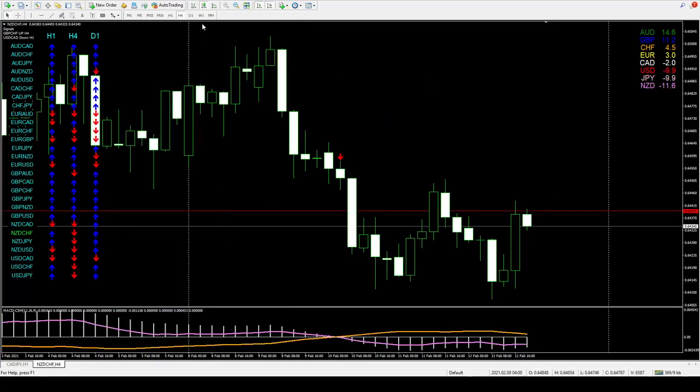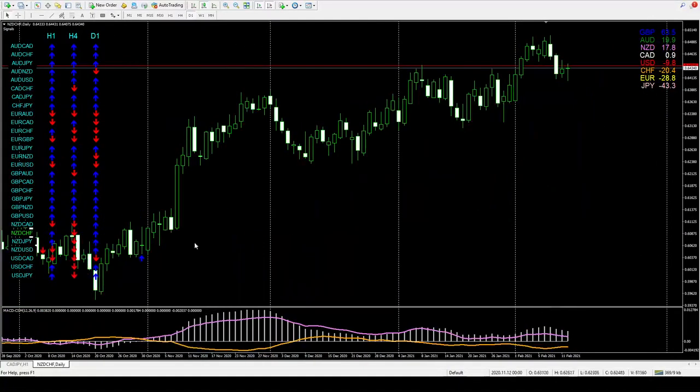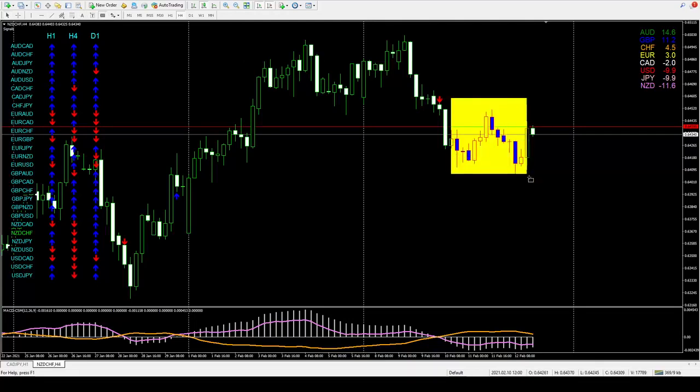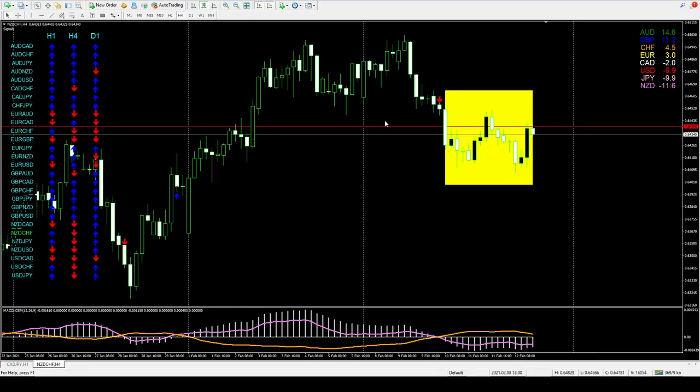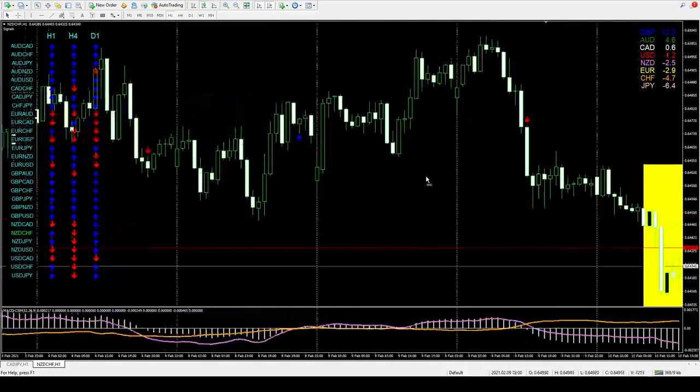For NZD CHF, let's check it. It was buy since the end of October. For H4, it was a sell only. This is around Wednesday, I guess. Around this point, this was a sell. So let's check for H1 if there are some buys. So there is no buys to here because the buy signal was already last week. So there is no trade for NZD CHF.